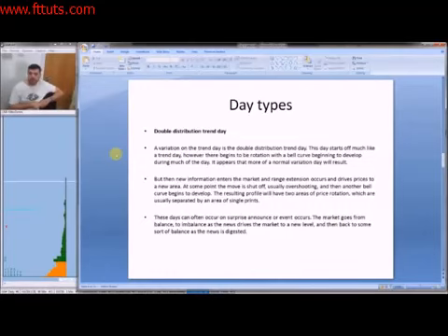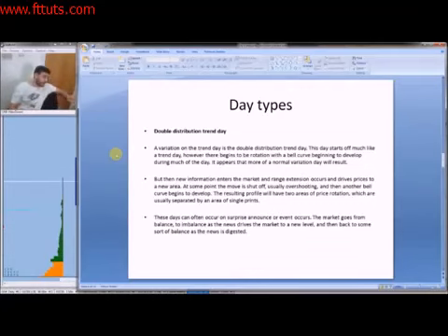It starts looking okay. So a variation on the trend day is your double distribution trend day. The day starts off much like a trend day, however, there begins to be a rotation with a bell curve beginning to develop during much of the day. It starts to appear that more of a normal variation day will result, i.e. that P shape or that B shape. It looks as if that's where we're heading, but then new information enters the market.